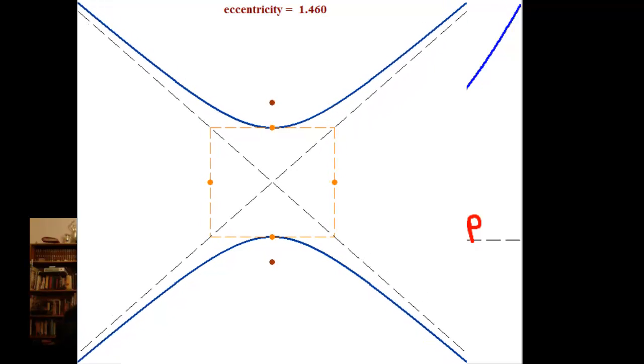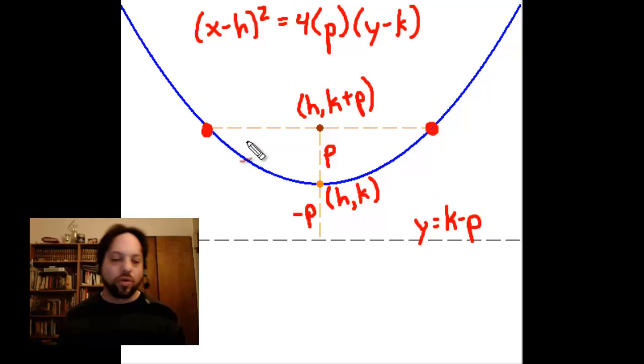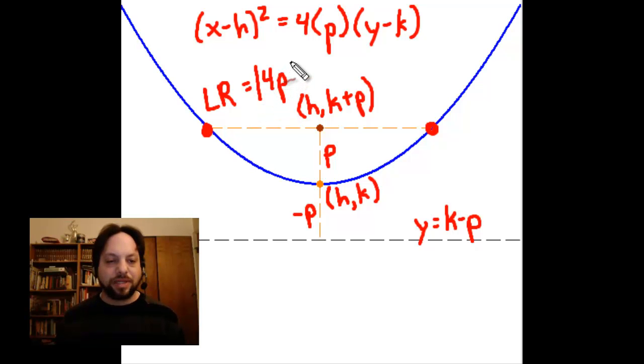That line segment is called the latus rectum. And if you take Latin or any of the Romance languages, you should be able to translate that yourself. If not, again, I certainly invite you to look that up. But what I do want you to know is that the length of the latus rectum, which I'm going to abbreviate LR, is simply the absolute value of 4p.